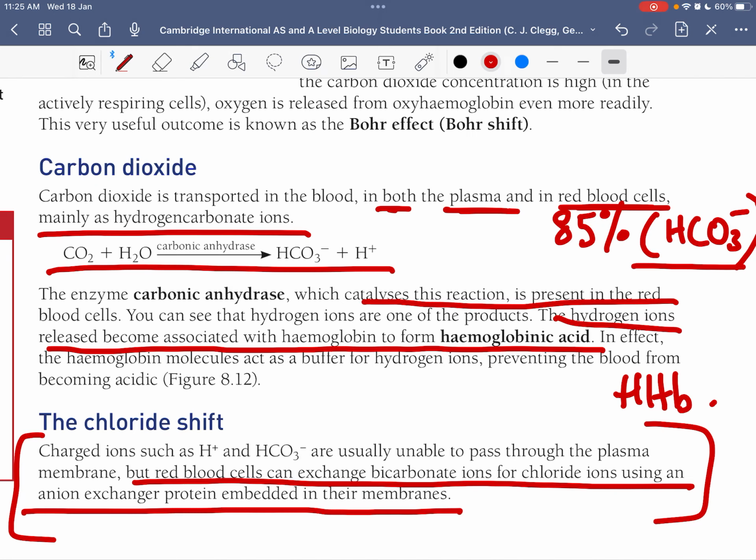Through this, what will happen? The bicarbonate can move out in exchange for chloride ions moving in, right? Not only will this help the bicarbonate ions to move out, but it will also allow the chloride ions to come in and sort of balance the acidity inside your red blood cell, right? I think this kind of transport is very similar to the sucrose and H plus ion co-transport in the phloem. Okay, let's move on.